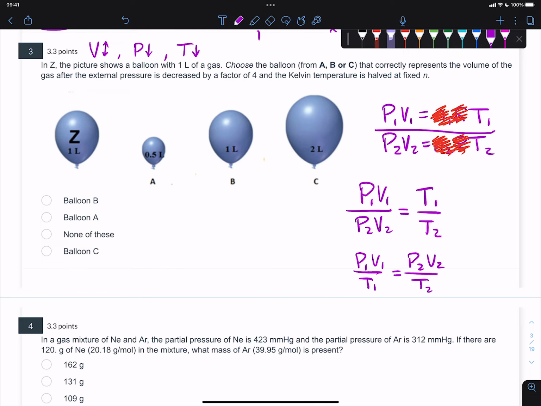Now, we have some information here. We actually know the volume. So you're actually solving for the final volume. You're looking at which one's going to fit the situation the best.